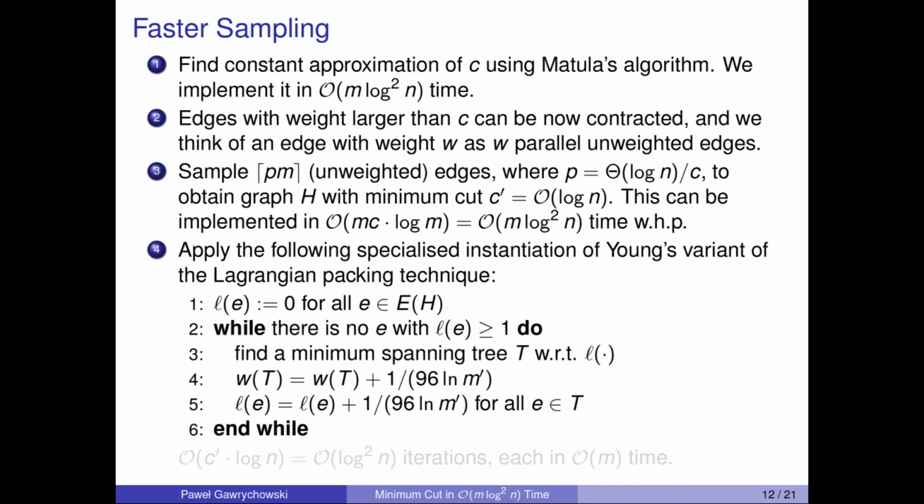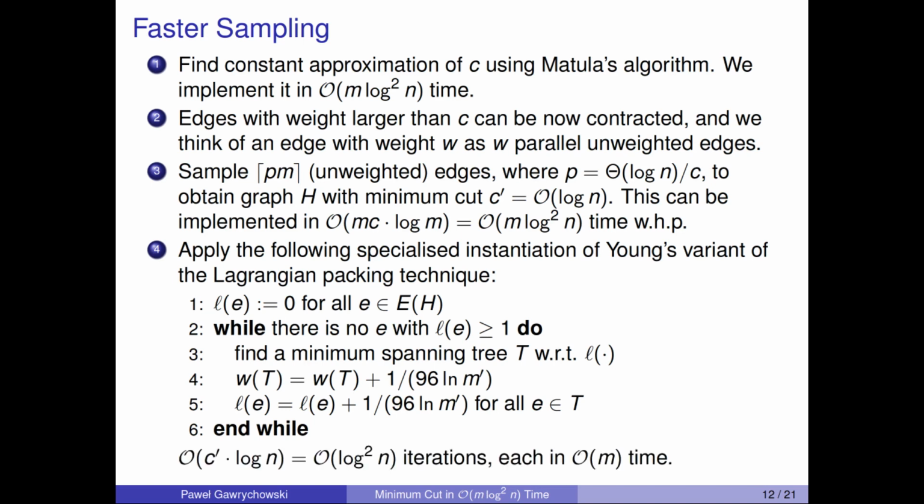So finally, we apply the following algorithm given by Young. It's a packing algorithm that operates on H. So initially, the cost of every edge in H is 0, and we proceed in iterations. In every iteration, we find the MST using the current costs. We add the found tree to a collection of trees, and we increase the cost of every edge belonging to this tree by the cost of the tree. And then we repeat this whole process.